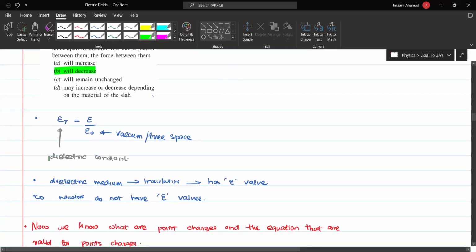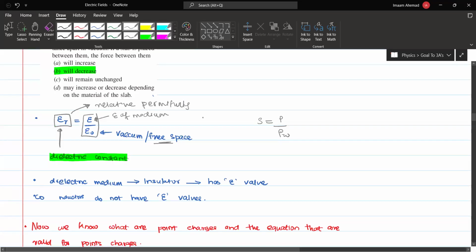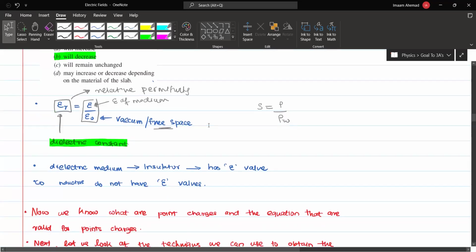Okay. Now, we have something called the dielectric constant. So this is just like what we have studied earlier. You remember relative density, specific gravity, rho over rho W, something like that. So just like that, what we are going to do is we are going to compare the permittivity of the medium with that of free space. Okay, we are comparing epsilon of medium with epsilon of free space. Then when we compare that, we get something called the relative permittivity. Okay, this is the relative permittivity. So relative permittivity has another name, the dielectric constant.